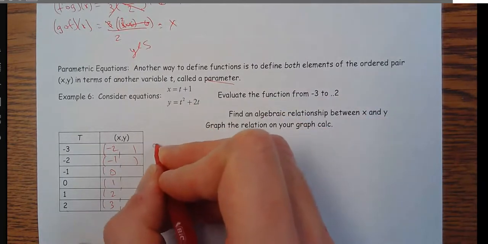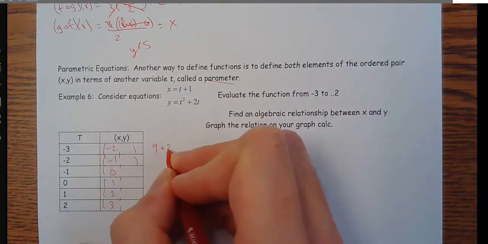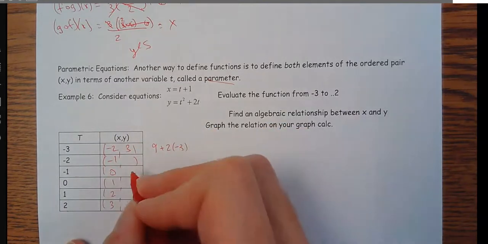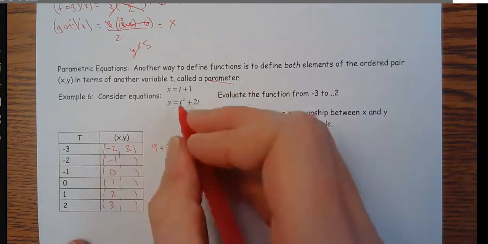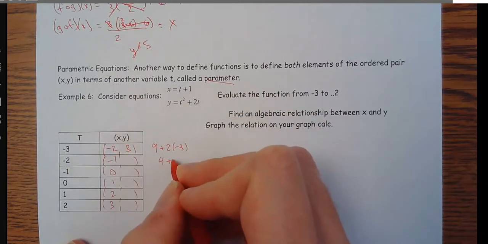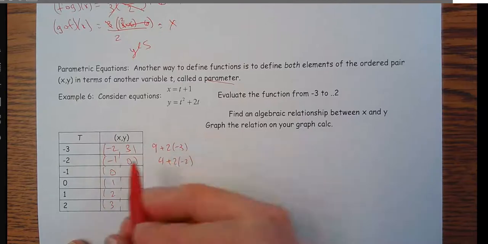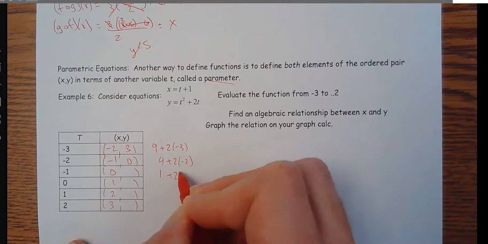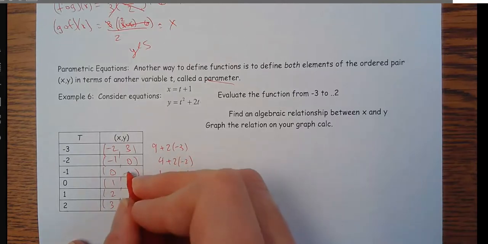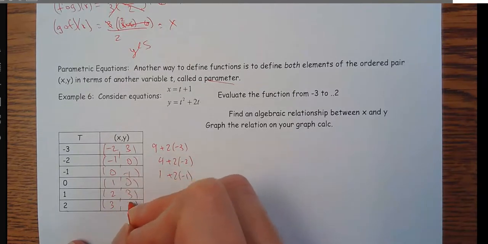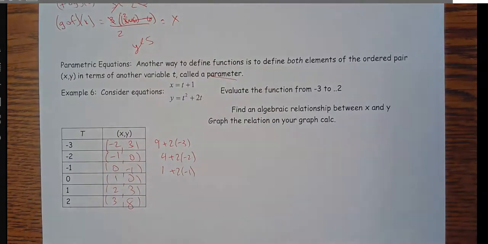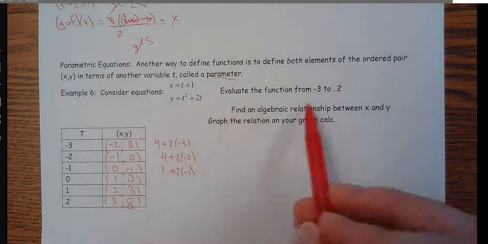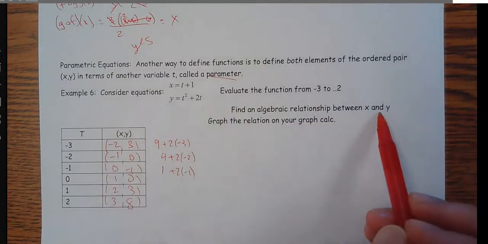So t squared would be 9 plus 2 times -3, so that'd be a 3, because this would be a -6. Again, t squared would be 4 plus 2 times -2, so that'd be 0. -1 squared is 1, plus 2 times -1, so that actually would be a -1. And then 0, 3, and 8, I'm kind of fast forwarding. And then there we fill out the table, evaluate the functions. Now find an algebraic relationship.